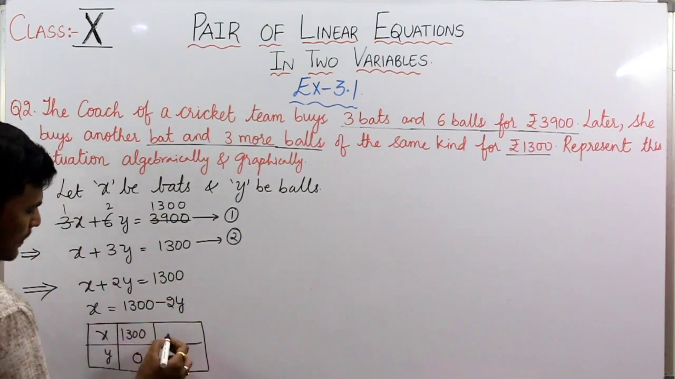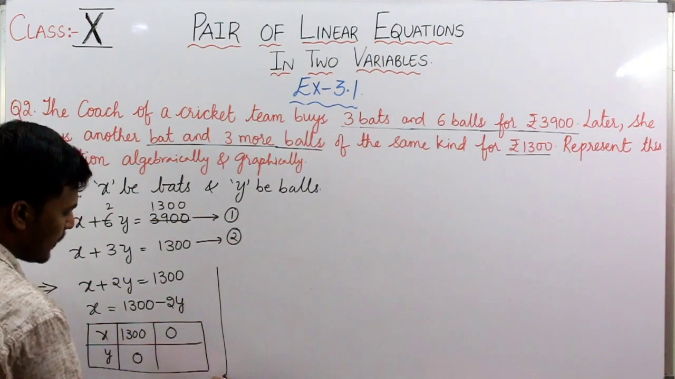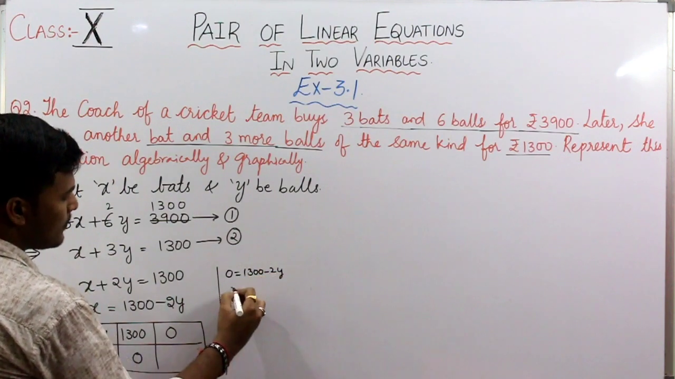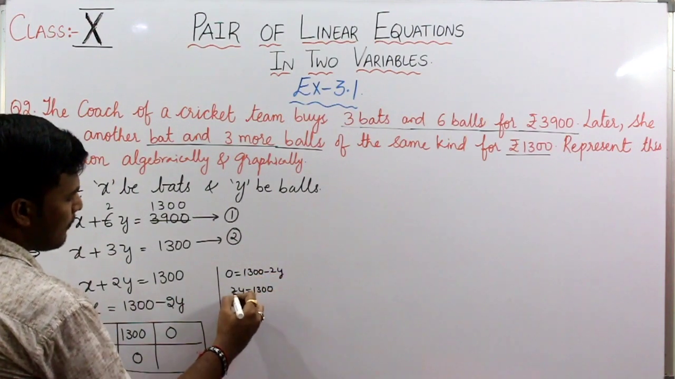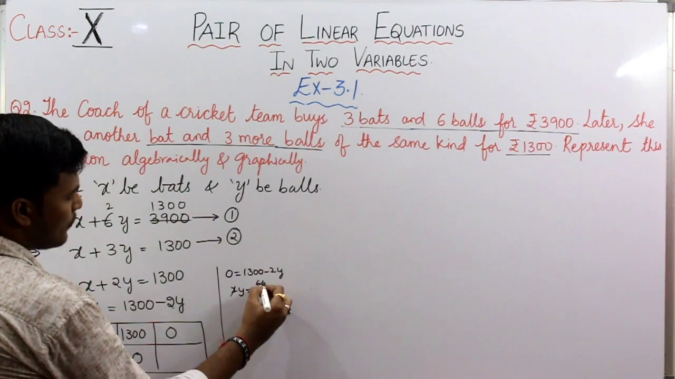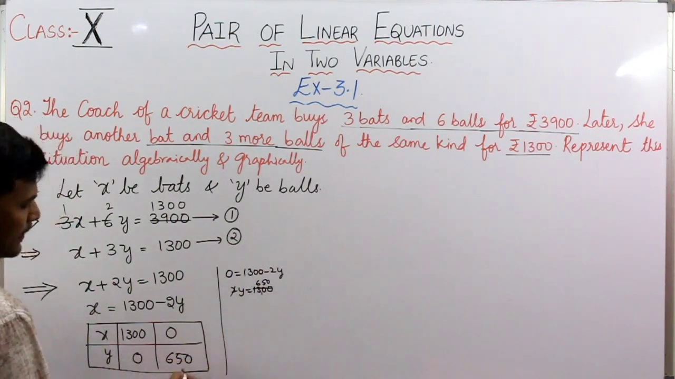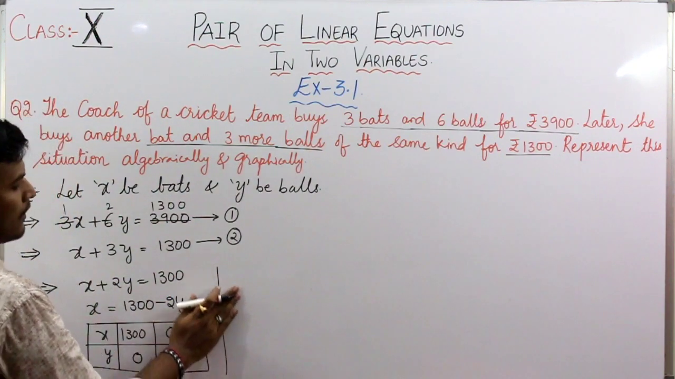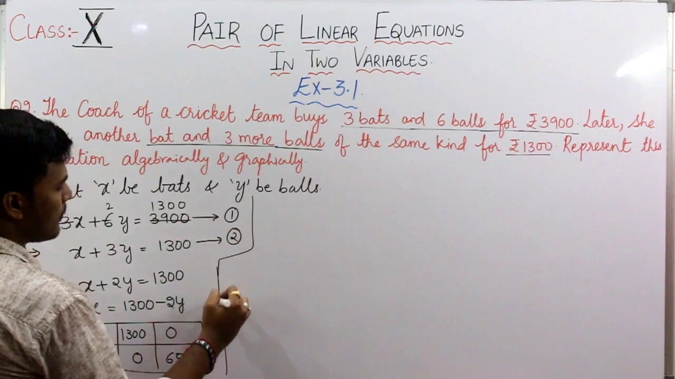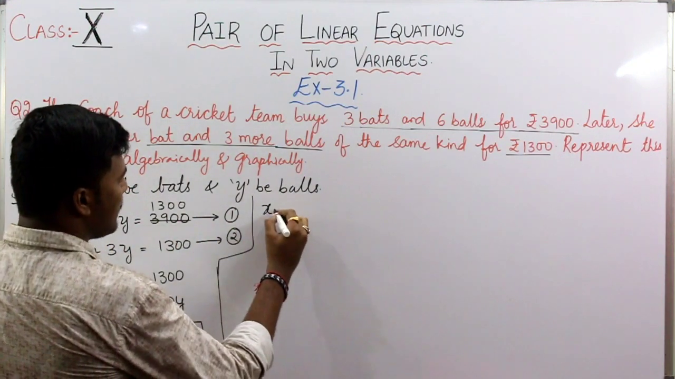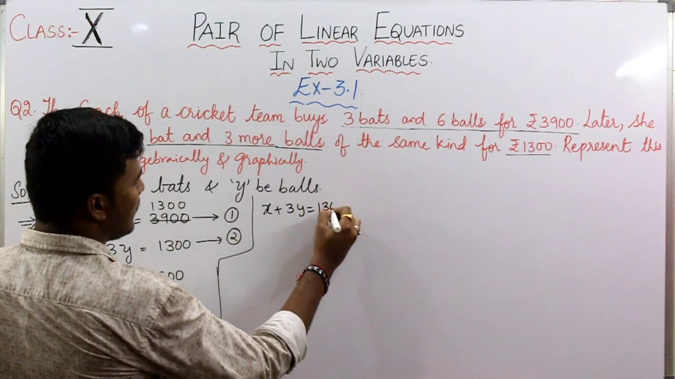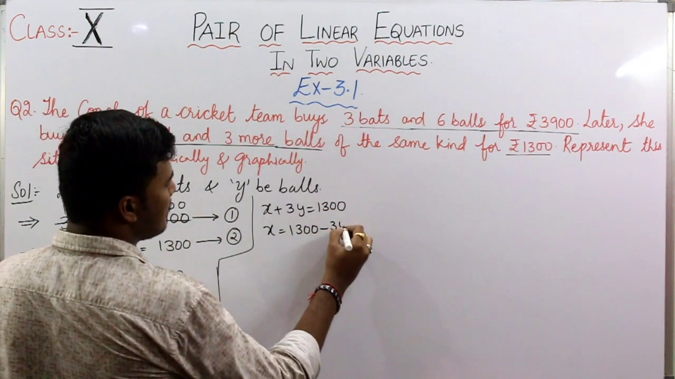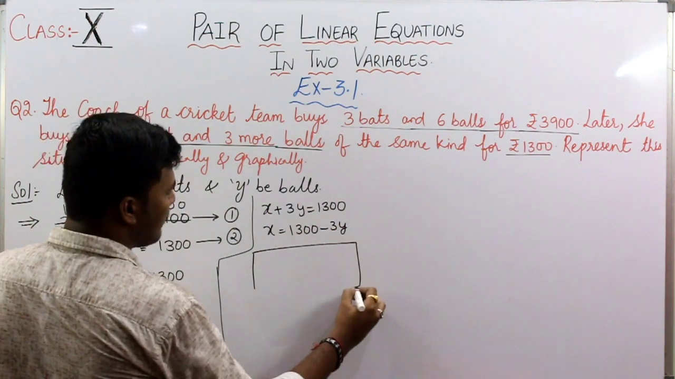Now if I take x as 0, then what do I get? If I take x as 0, 0 is equal to 1,300 minus 2y. From that 2y is equal to 1,300, 2 ones, 2 6s are 12, 650. So y will be 650. Okay, so now this is the solution of the first equation. Now let us find the solution of the second equation. What is the second equation? x plus 3y is equal to 1300. So from that, x will be equal to 1300 minus 3y. Now again consider x and y values.